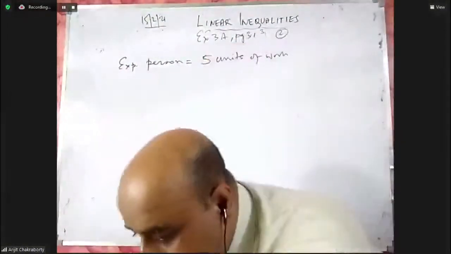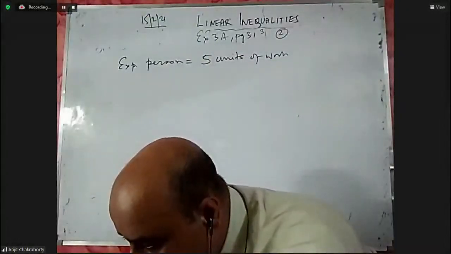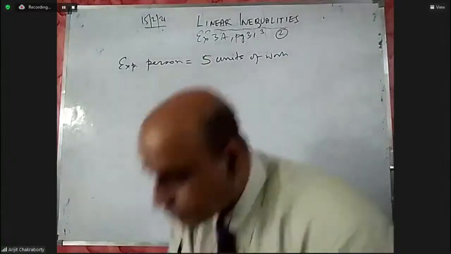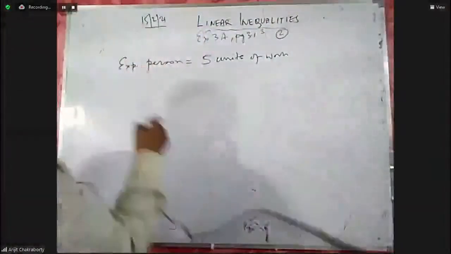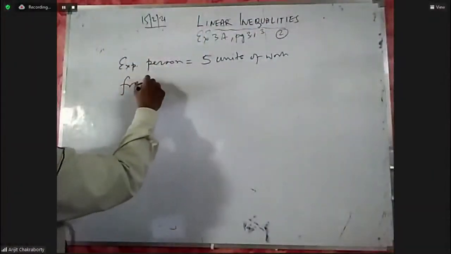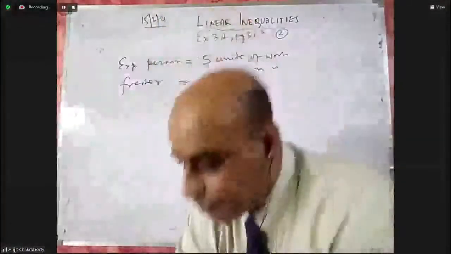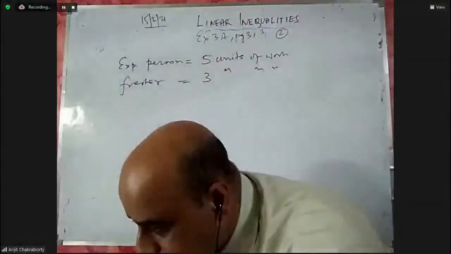A fresher, okay, so let us take a fresher. So fresher is doing how much? 3 units of work. Fine. Okay.